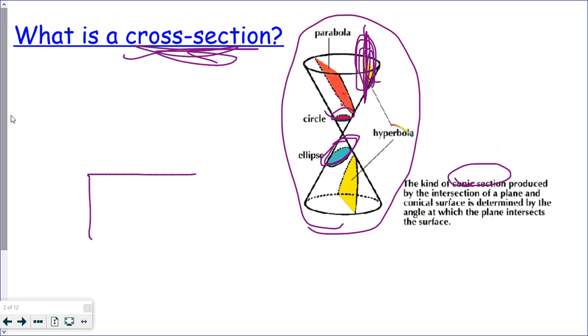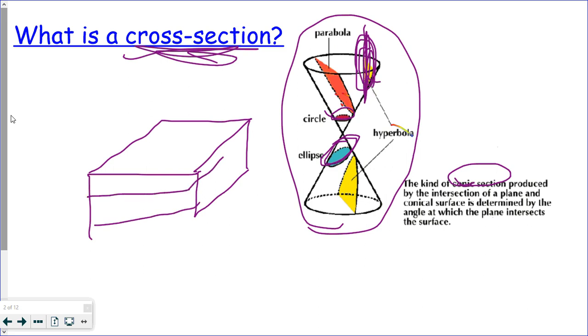Another example I use for cross section, usually if I'm in class, I take a ream of paper, a 500 sheet ream of paper, and I take one sheet. I lift it up right here in the middle, and I take one of those sheets of paper out. That sheet of paper that I just took out, that's technically called a cross section. So that's kind of the idea that I try to show you visually.